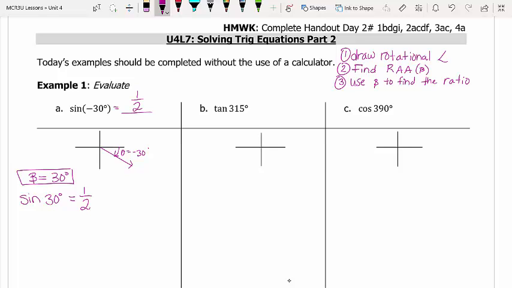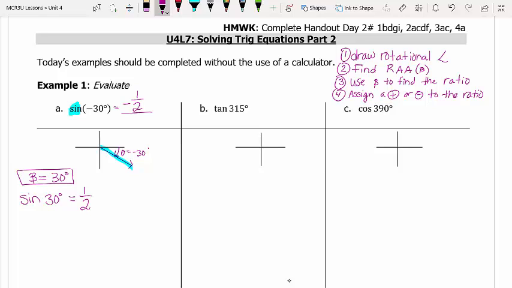Now we just need to figure out if that ratio is positive or negative. Our last step is to assign a positive or negative sign to your ratio. The way we do that is we look at where the terminal arm of our rotational angle lies. Our terminal arm was in quadrant 4. Is sine positive or negative in quadrant 4 using your CAS rule? You're going to realize that sine is negative there. So we assign a negative sign to our ratio, and now we're done the question. We know that sine of negative 30 is equal to -1/2.